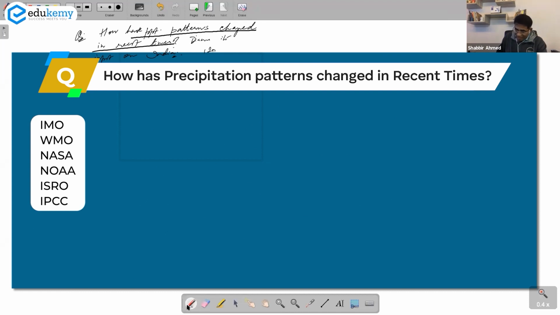ठीक है, तो अभी वापस आते हैं. How have the precipitation patterns changed in recent times? Now see, I'm giving you a list of facts. आप इसको बना के लिखोगे.